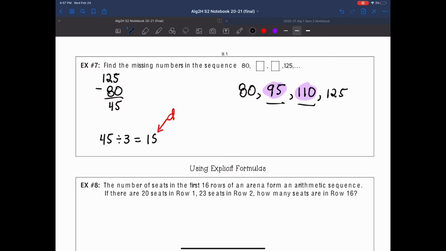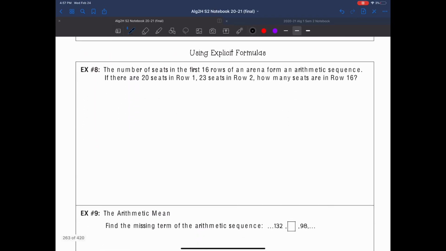All right, so last couple of examples. Going down to example number 8, we are going to use the explicit formula for an arithmetic sequence. The number of seats in the first 16 rows of an arena form an arithmetic sequence. If there are 20 seats in row 1, 23 seats in row 2, how many seats are in row 16?